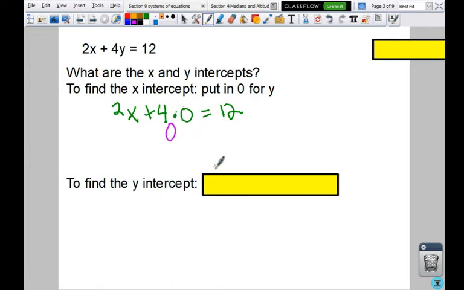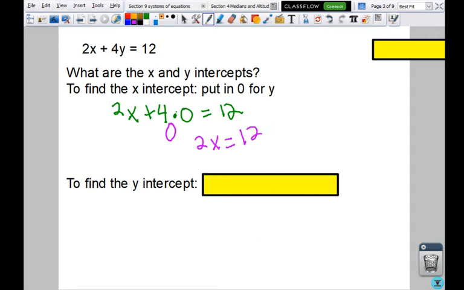Alright, we go 4 times 0 is 0. When I plug in 0 for this y, does this piece even really matter? No. So I'll give you a hint. When we do these, your first step is basically just getting rid of a piece. We'll do this more later. But 4 times 0 is 0. So we're just left with 2x equals 12.